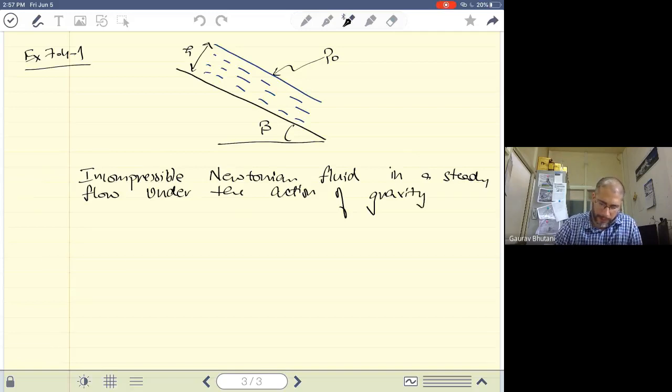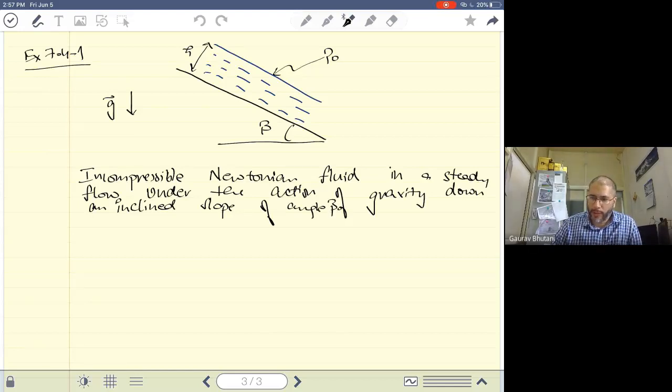So you have that's the direction of the gravity vector. Now, again, very common. So if you have a mountain slope, then the water flows down because of gravity indeed. So this is down an inclined slope of angle beta. Okay, so that's what's given to us.